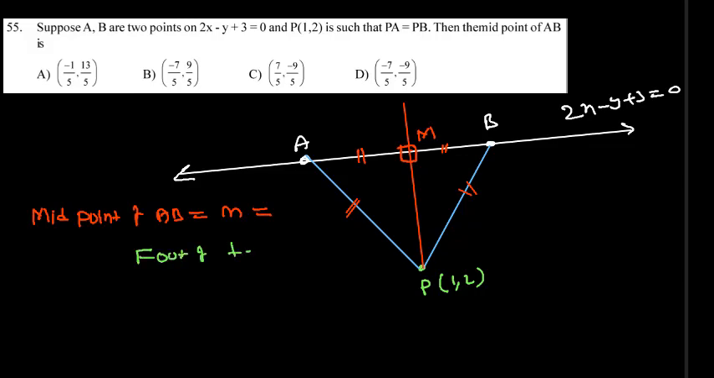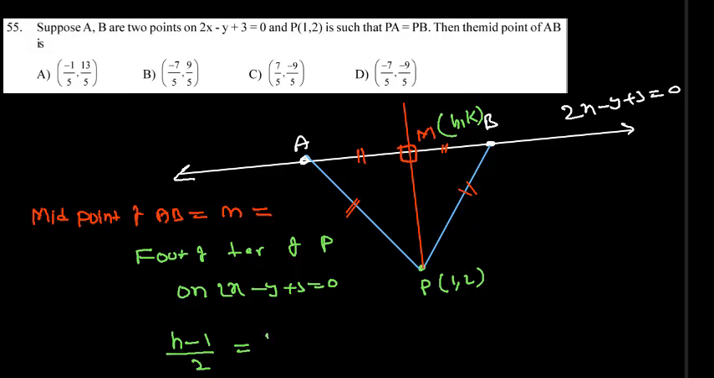Foot of perpendicular of P on the line. What line? On 2x minus y plus 3 equal to 0. Just this is taken as h comma k. You know the process to find the foot. I will write it. h minus 1 by coefficient of x, 2, equal to k minus 2 by minus 1, equal to minus times of (2 minus 2 plus 3) by a square plus b square, 4 plus 1.